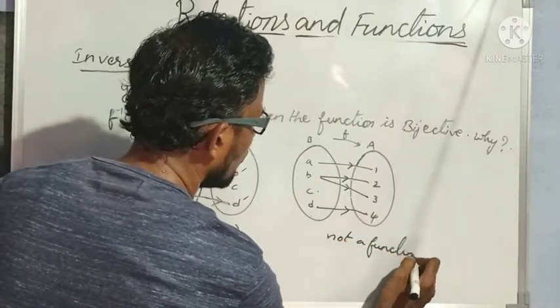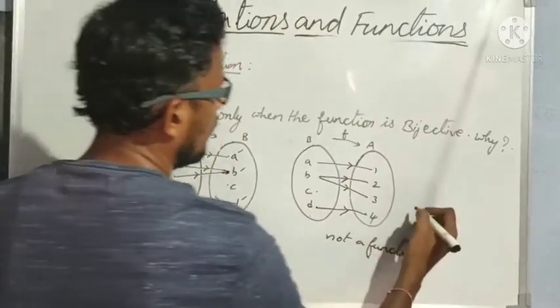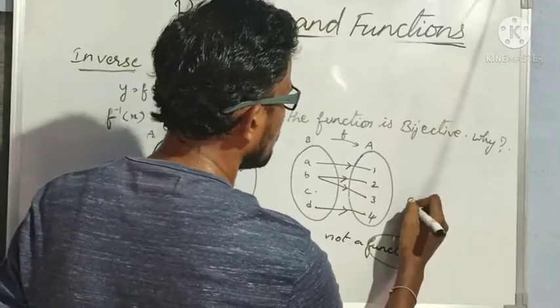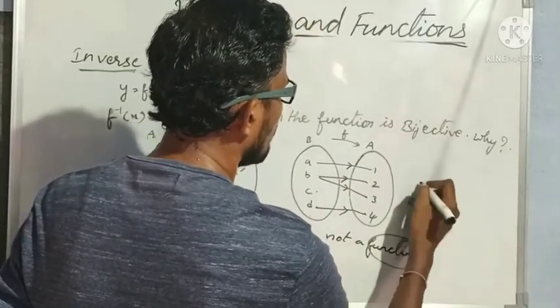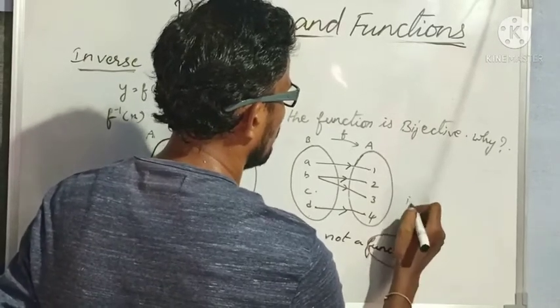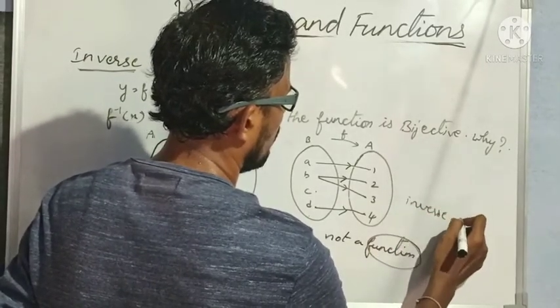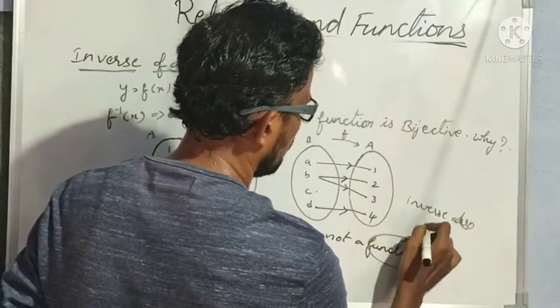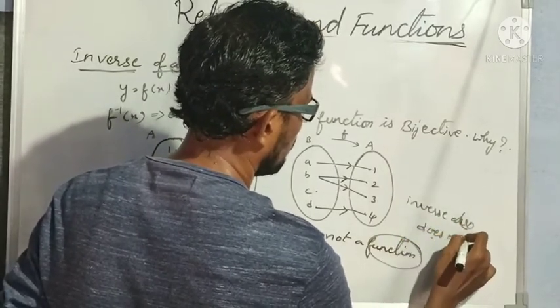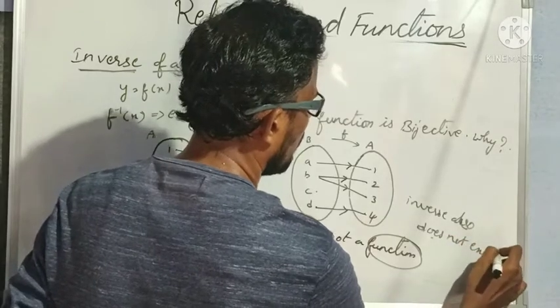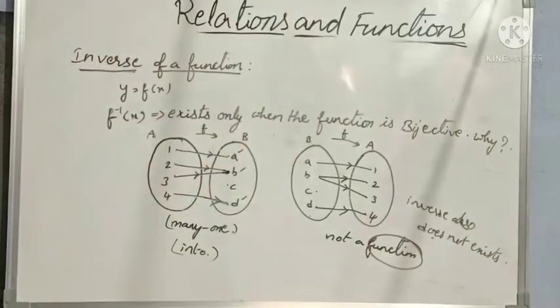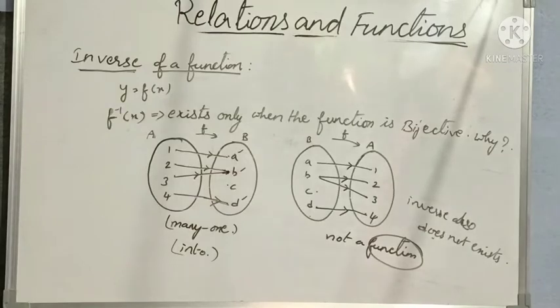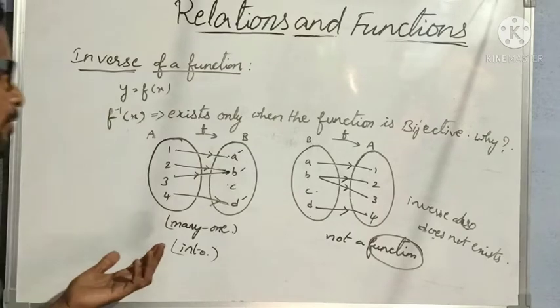If this is not a function, how does f inverse exist? If the function itself does not exist, then its inverse also does not exist. So inverse also does not exist. Understood? This is why a function should be bijective for the inverse of a function to exist. This is the example. I hope it is clear for everyone now.